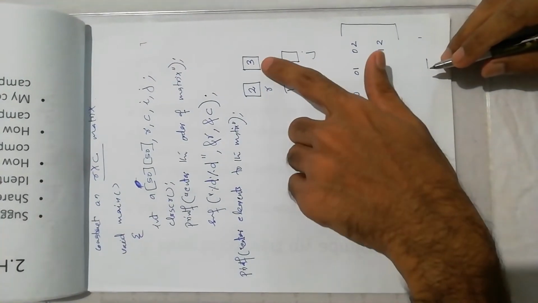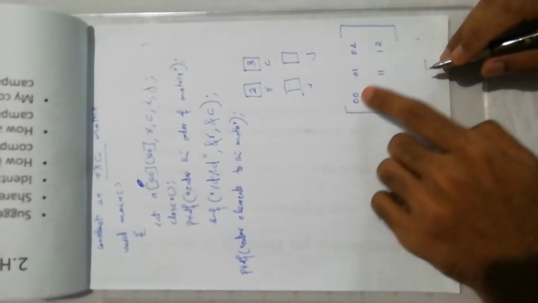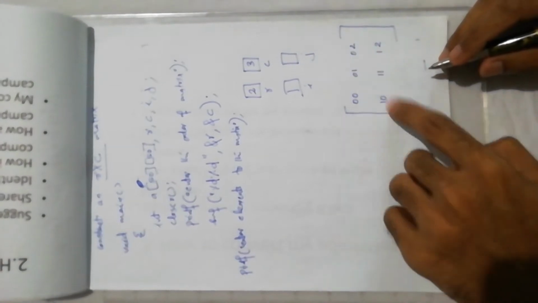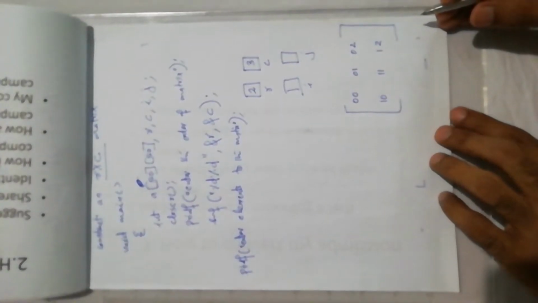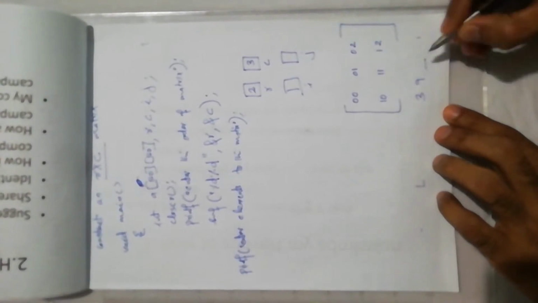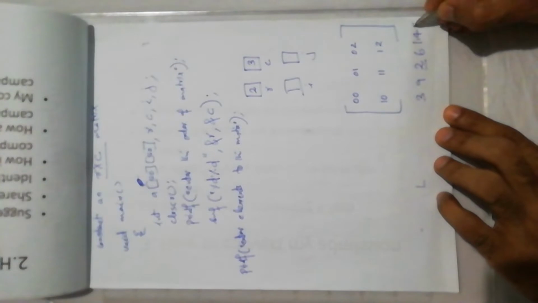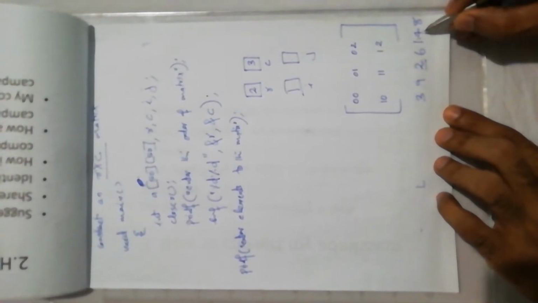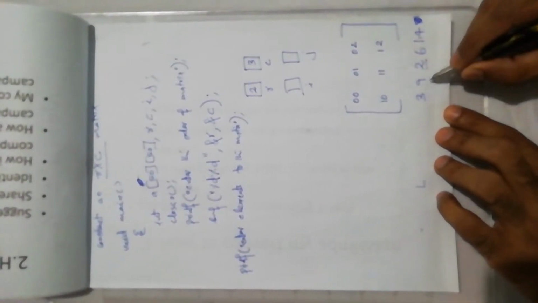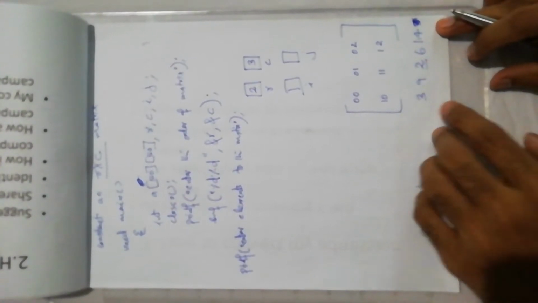Suppose a 2x3 matrix means 2 rows and 3 columns, 6 elements will be there. 1 2 3 4 5 6 elements will be there. Okay, the entered elements are 3 9 2 6 1 4. These are the elements to store into that matrix.